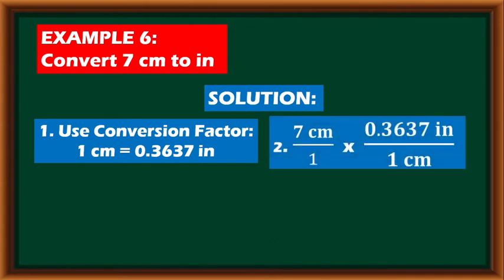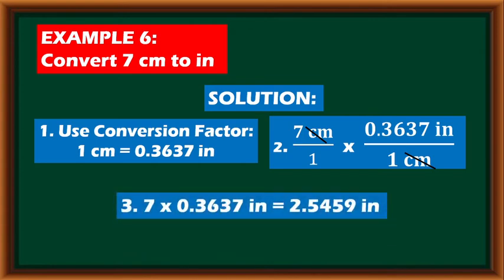Okay, so 7 centimeters over 1 multiplied by 0.3637 inches over 1 centimeter. So cancel out centimeters. Remaining now is 7 times 0.3637 inches, and that is equivalent to 2.5459 inches or 2.55 inches. Okay, 2.55 inches. Ulitin ko ha, round off to the nearest hundredths or in 2 decimal places.